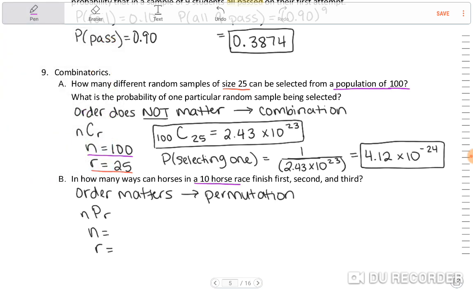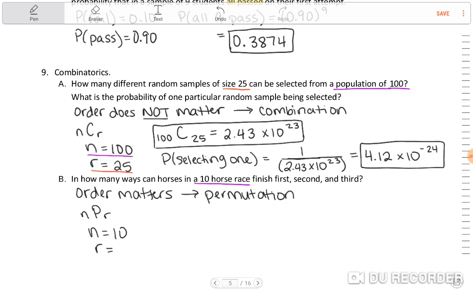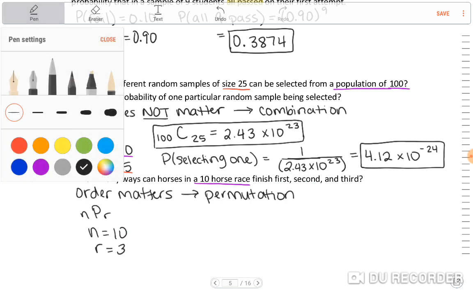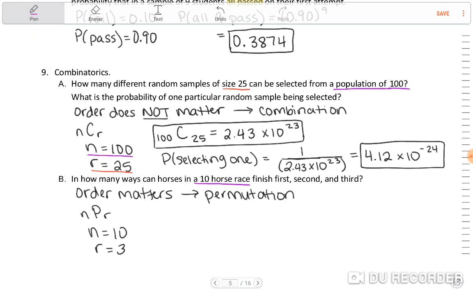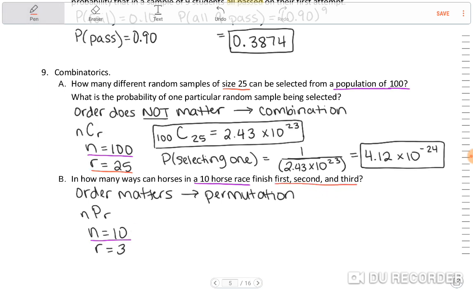Okay, so in a 10-horse race, that means my N is going to be 10. And then it says finish first, second, and third. So first, second, third, that means there are 3 places that we're choosing, right? First, second, third, that means R equals 3.